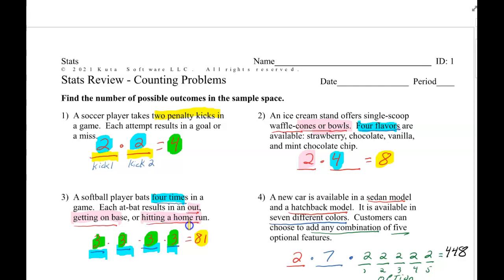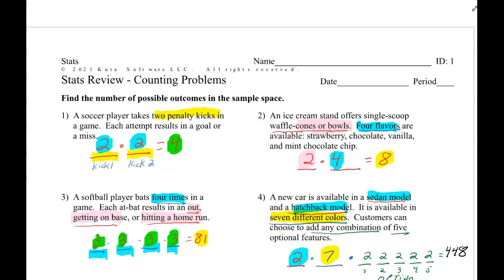Problem 4 was a little different, and we didn't do a problem like that in class. So you have a choice of a sedan or a hatchback. So that's that 2 choices that I just highlighted in blue. It is available in seven different colors, so that's why there is the 7 there.